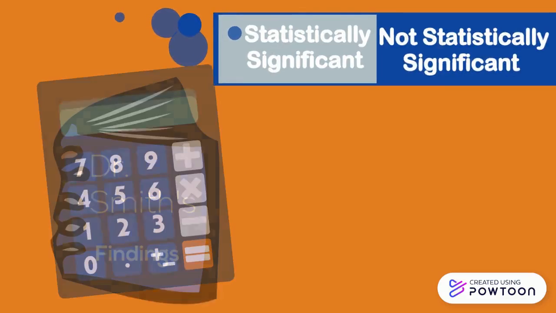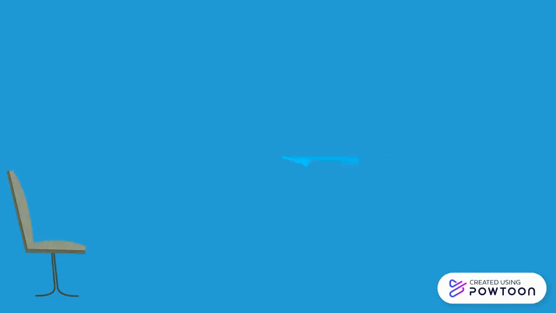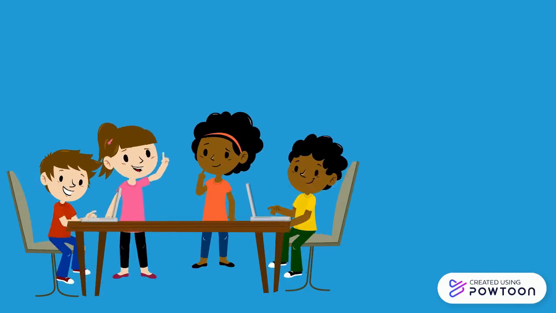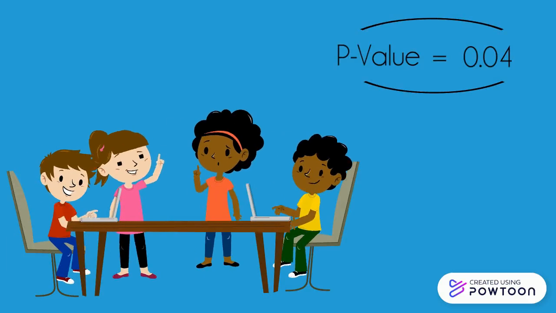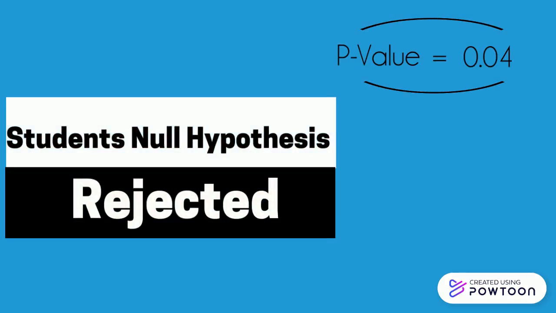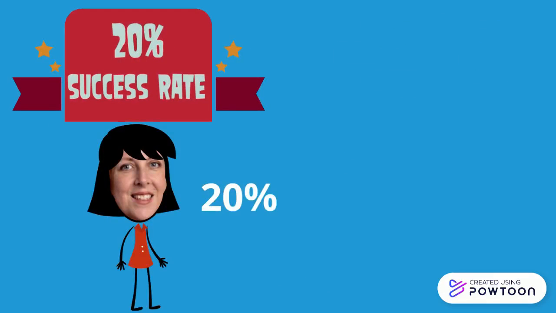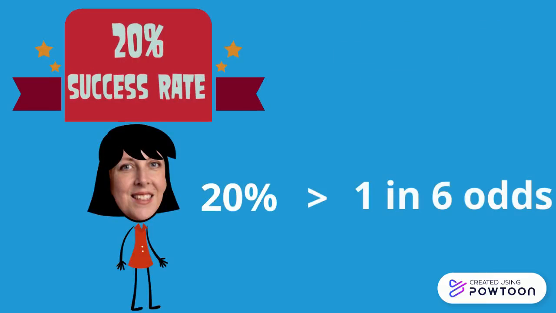To do this, we calculate the p-value, which is a number between 0 and 1. In this case, Dr. Smith's students assume the p-value is 0.04, which is low enough to reject the students' null hypothesis, and we can determine that Dr. Smith's 20% success rate is better than the standard of 1 in 6 odds.